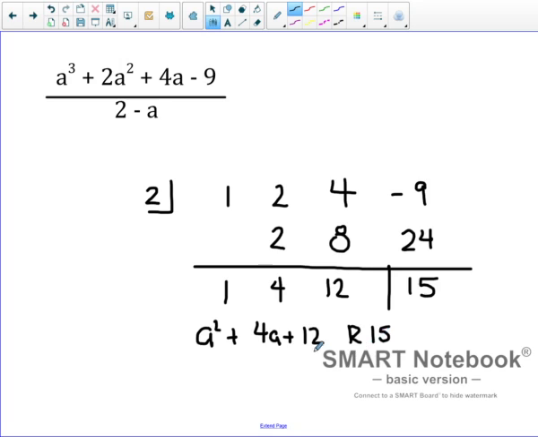Now, sometimes the questions will ask you what the remainder is. In this case, we would say 15. Sometimes it's going to ask you to write that out. And remember that that 15, that remainder, represents a fraction. So if we were to write out the actual answer to this division, it would be a squared plus 4a plus 12 plus 15 over 2 minus a.